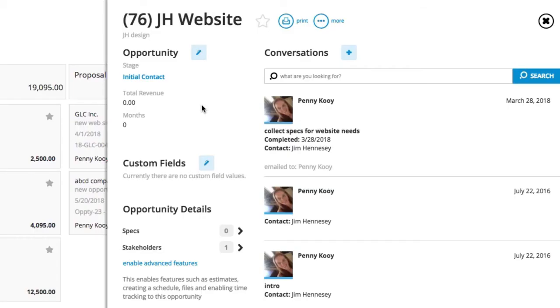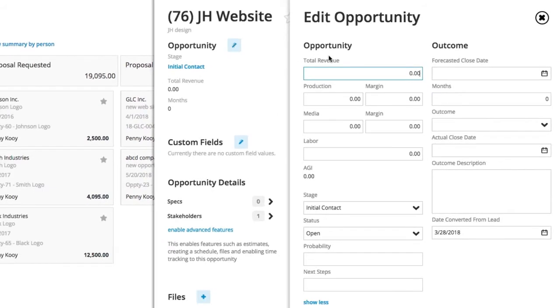If we look at an opportunity, we can see that there is a selection here where I can see the revenue potential. I can see potential costs for production, for media, for labor. I can also track my stage and status and probability weighting. Over to the right, I can forecast when I anticipate this opportunity potentially closing by, as well as what we think the duration of this type of project would take.